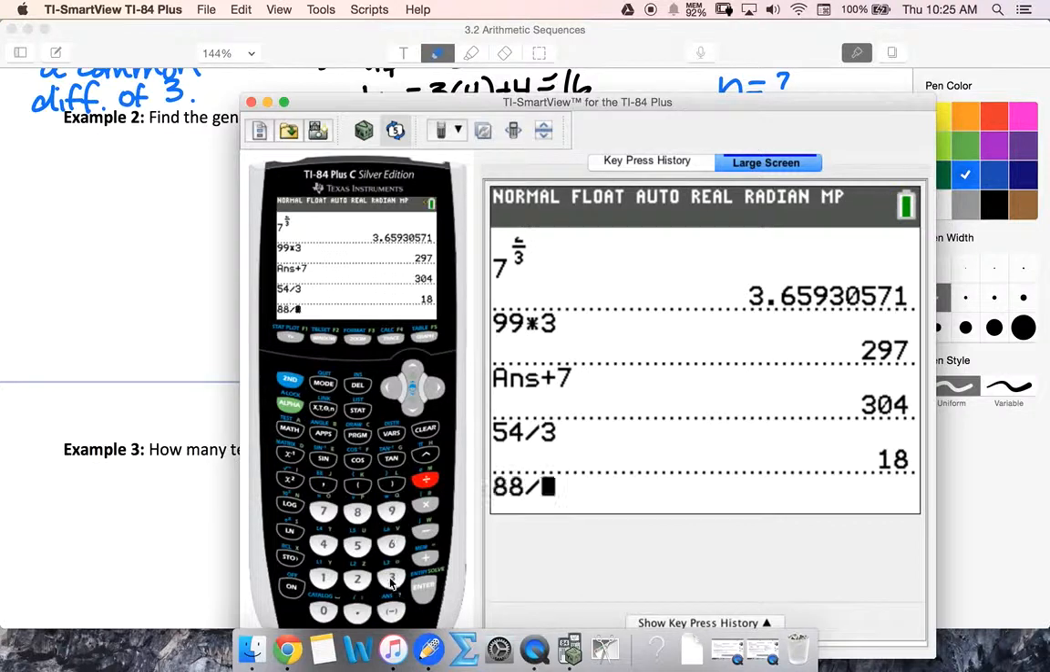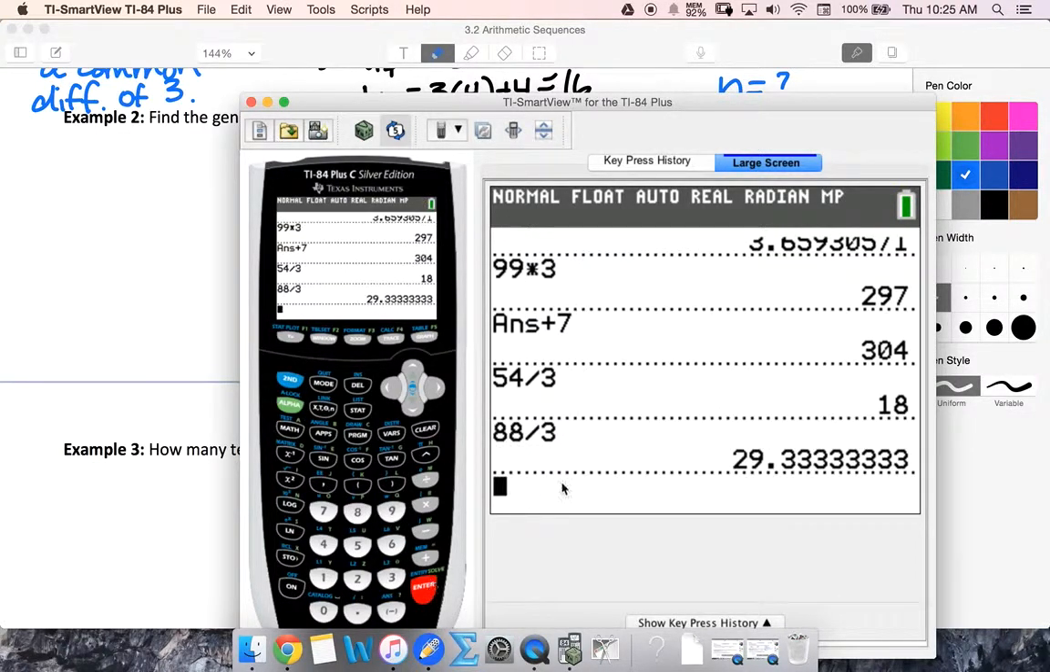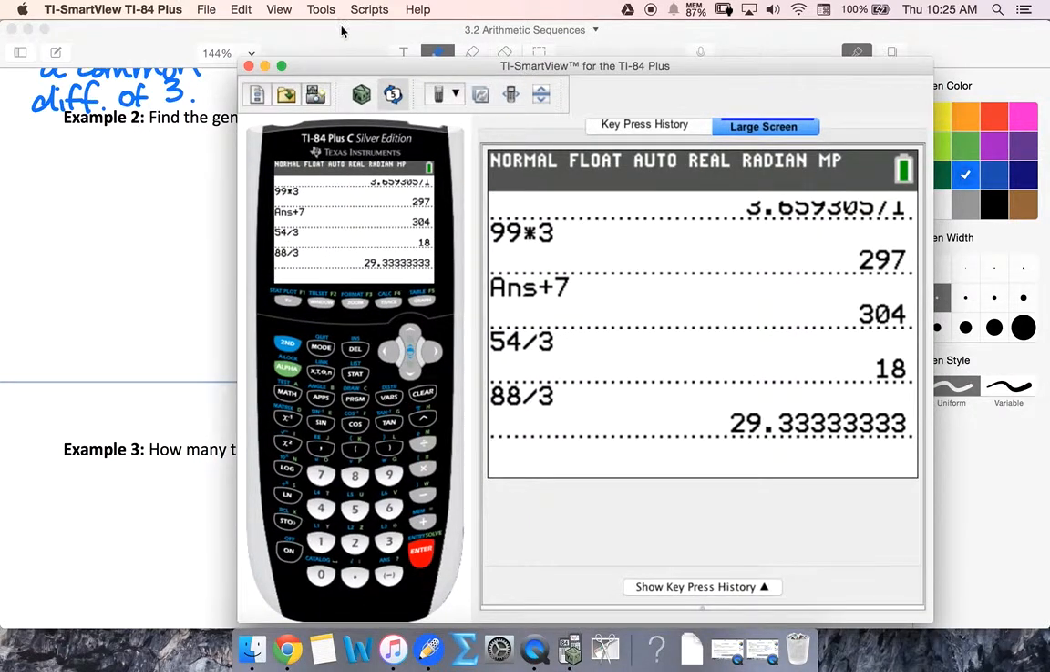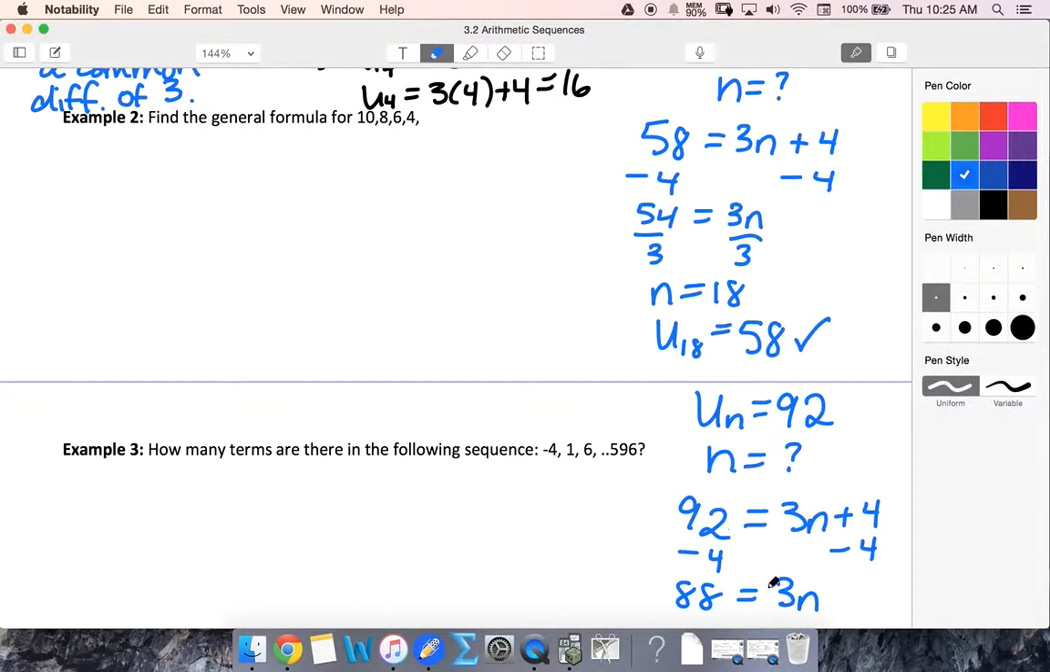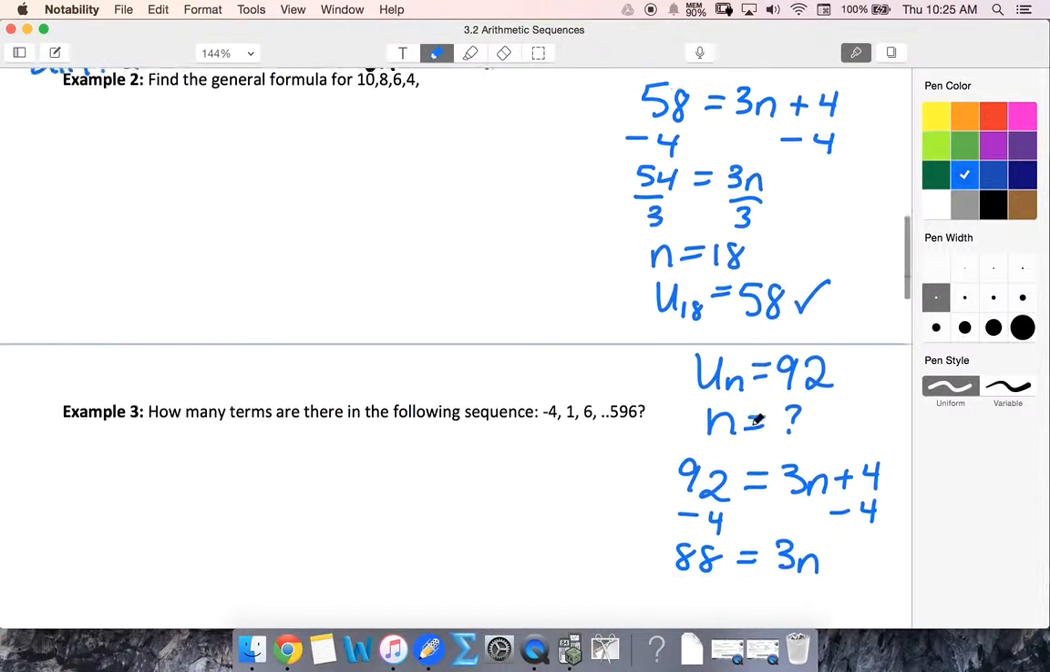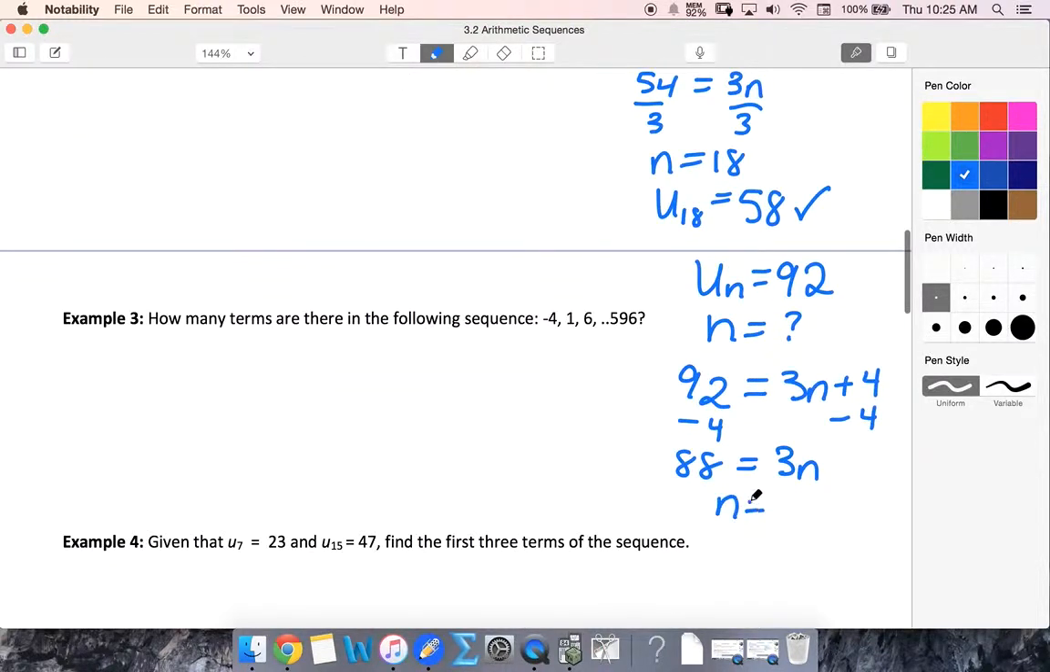88 divided by 3, and I get a decimal. Of course, my term number cannot be a decimal. I can't have the 29th and a third term. So n is 29.3, but n cannot be a decimal. So 92 is not a term of our sequence.